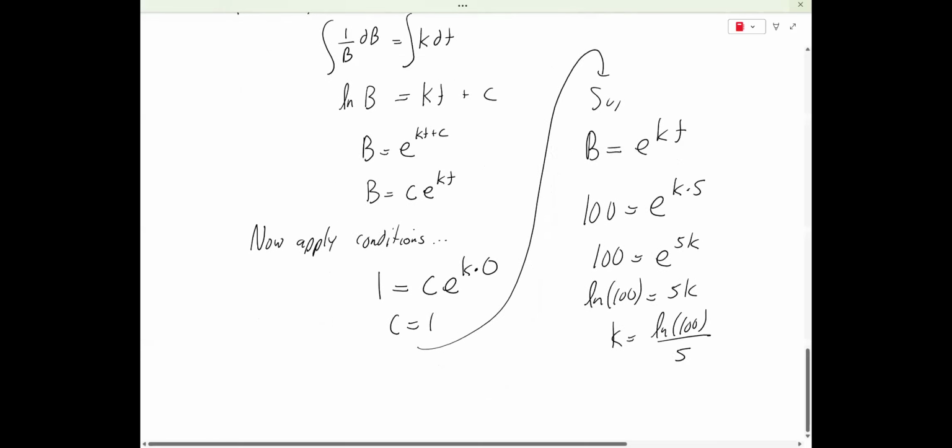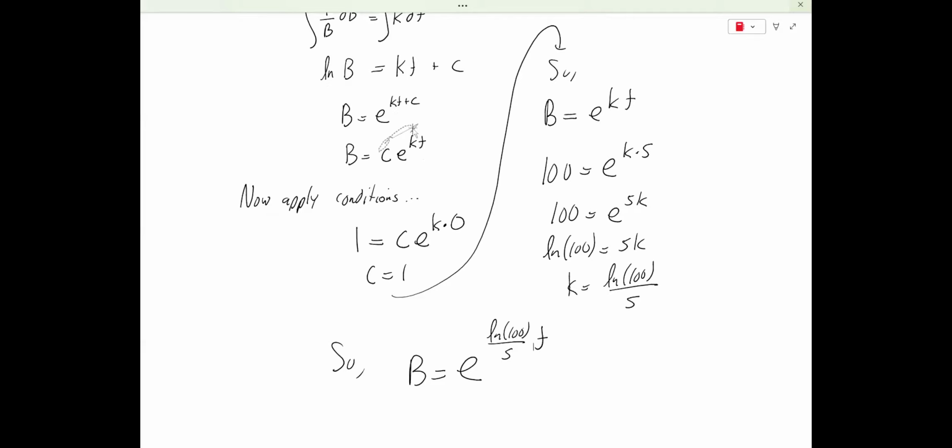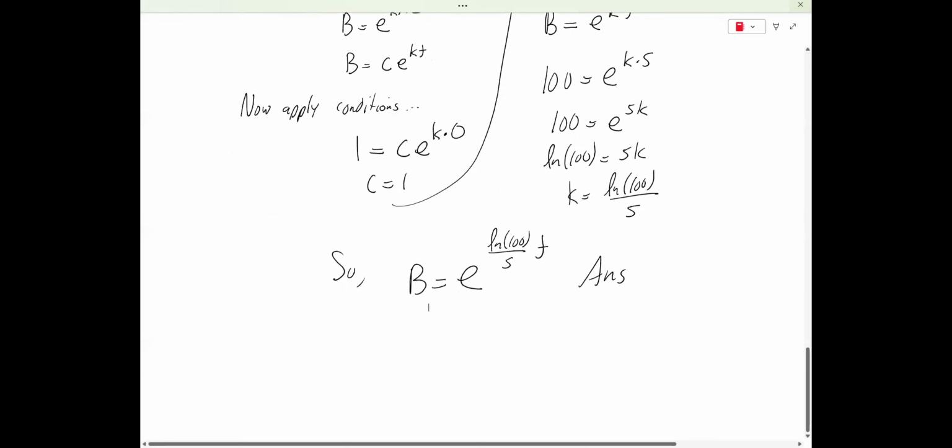So finally, the model would be B equals e to the natural log of 100 divided by 5 times t, because now we have the C and the K. This would be the number of bacteria as a function of time. It's exponential growth on this one. Yeah, that's right.